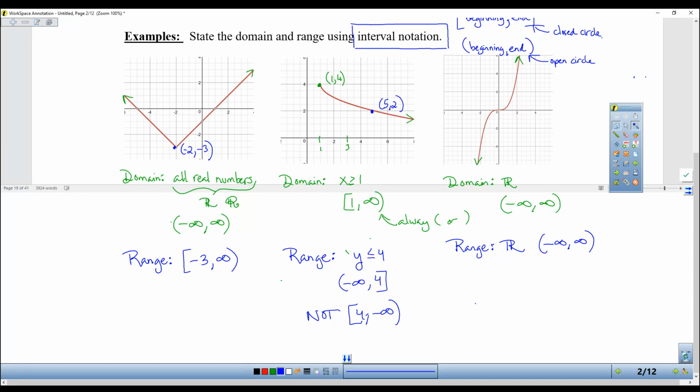So I realize that that's a totally new concept. Some people can't get interval notation quite that fast. We'll certainly keep working on it, but always feel free to come to office hours if you need a little bit more instruction on that.